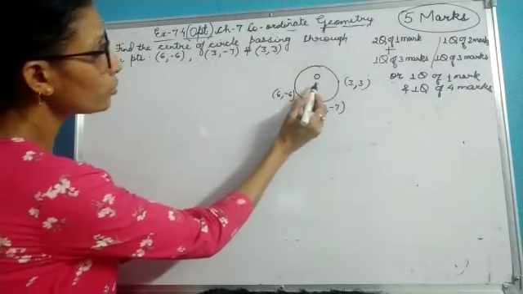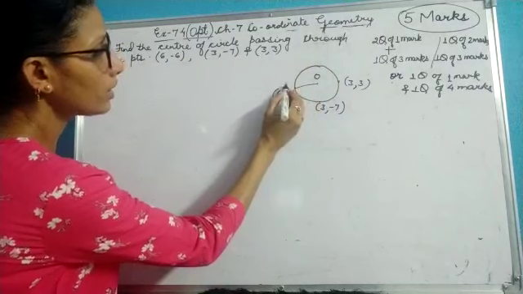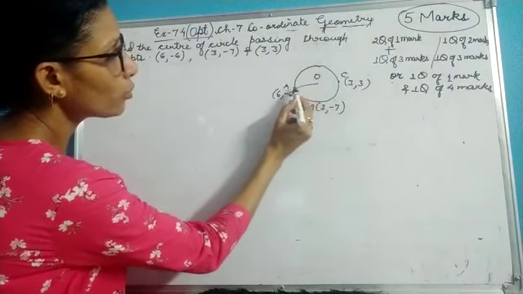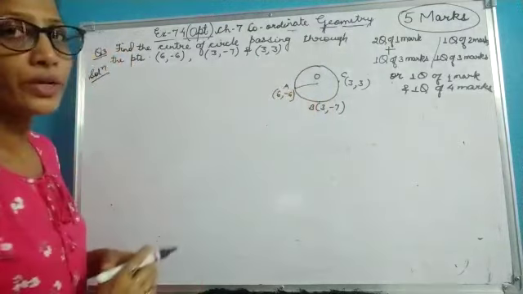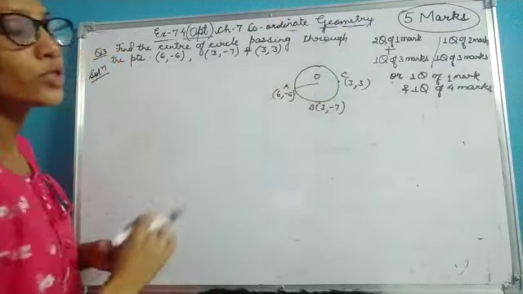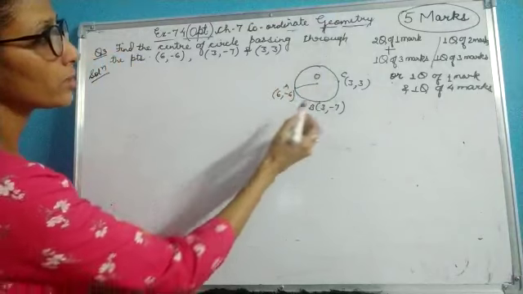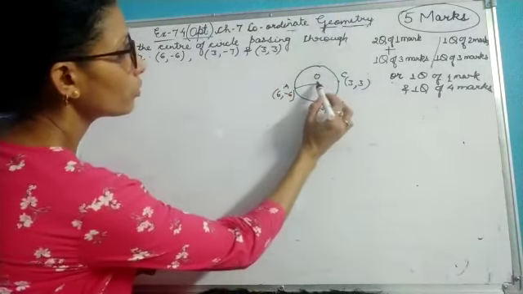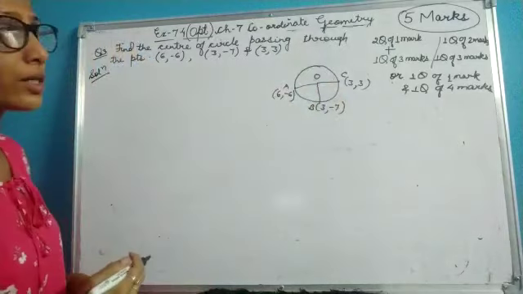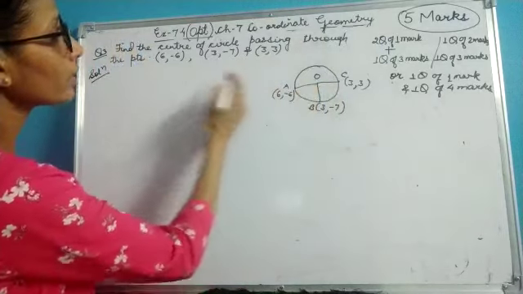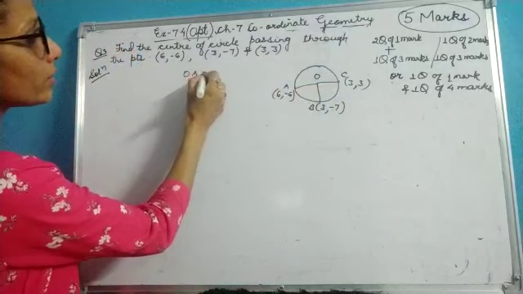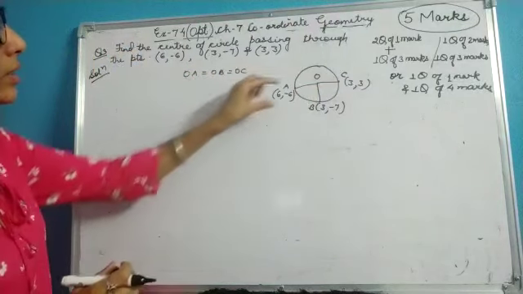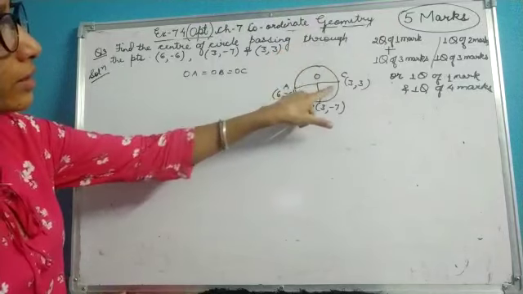Now children, you know that if I join this, let it be A, B, C. If I join O to A, then this is your radius because this is the line which is passing through the center of the circle. If I join OB, then again it is a radius. If I join OC, then again it is a radius. So here I can say that OA is equal to OB is equal to OC. All the distances are same because these are the radius.